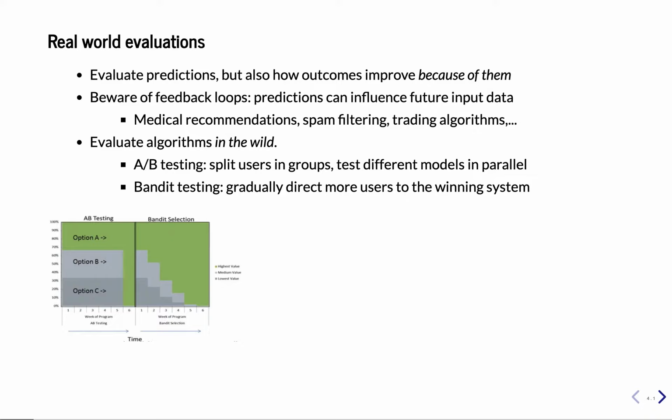Bandit selection is a bit more intelligent in that it doesn't wait for a long time and then make a decision. It continuously evaluates all different models. And if a model works better than the others, we assign more users to that model, or we make more users benefit from that better model. And if it continues to work well, then we increasingly give it more share until it is then used by everybody.